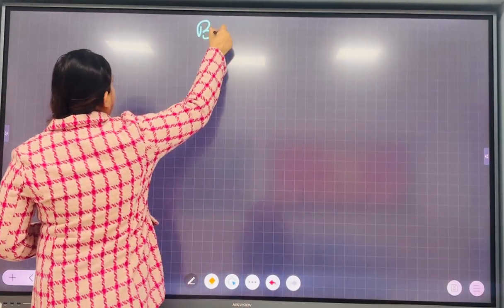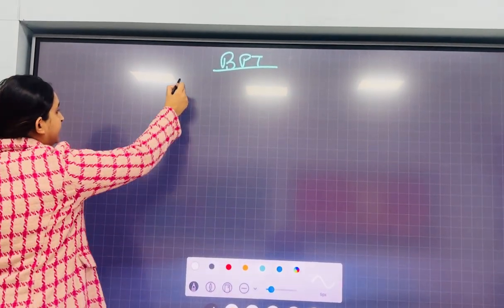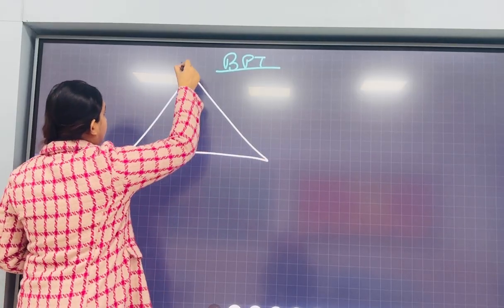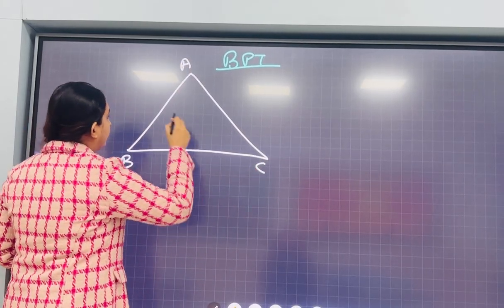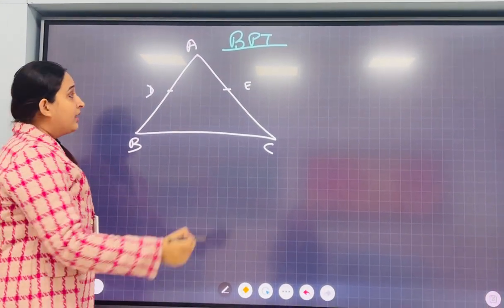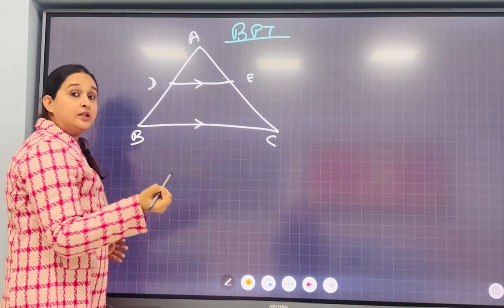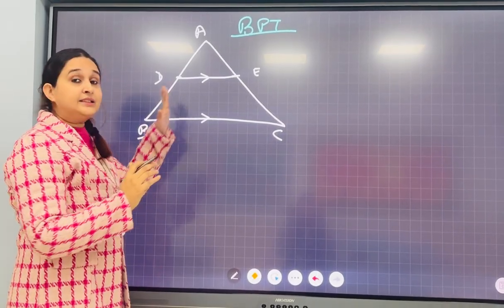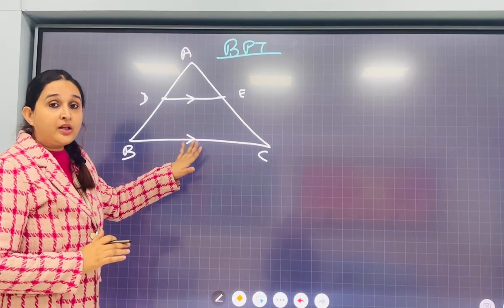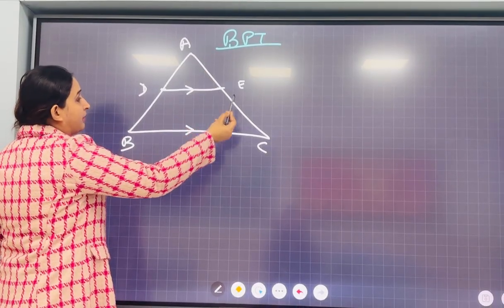So we are going to do BPT theorem. What this theorem says is that there is a triangle and there are 2 points on it, D and E, right? Now there is a line segment joining these 2 points and it is parallel to the third side. So this is the given thing, that this DE is parallel to BC. What I have to prove is AD upon DB is equal to AE upon EC.